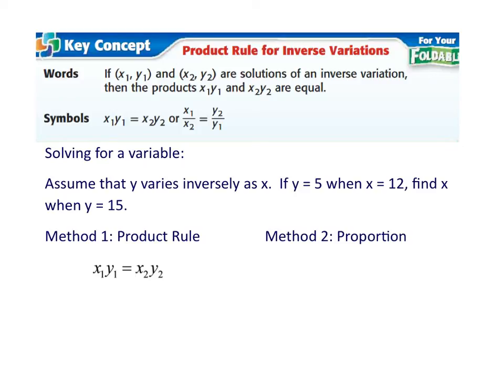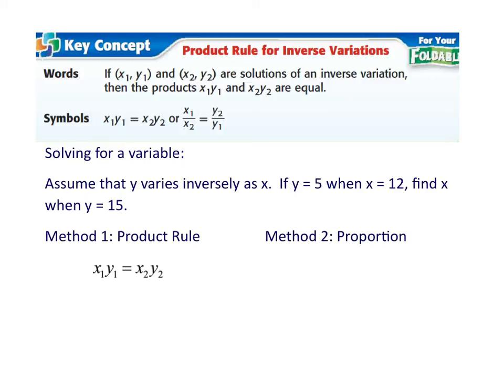Or we could write a proportion, which would be our first x term over our second x term. That's got to be equal to our second y term over our first y term. So x sub 1 over x sub 2 has to be equal to y sub 2 over y sub 1. So we'll look at two different examples, and you can see which one you like better. All right, so solving for a variable. Assume that y varies inversely as x. So if y equals 5 when x equals 12, find x when y equals 15.